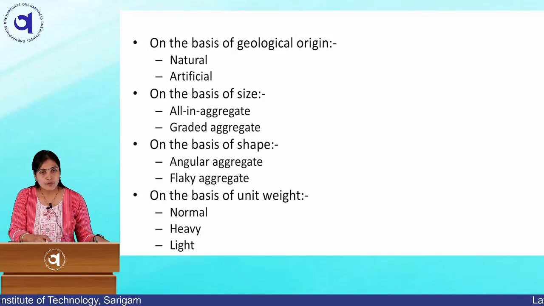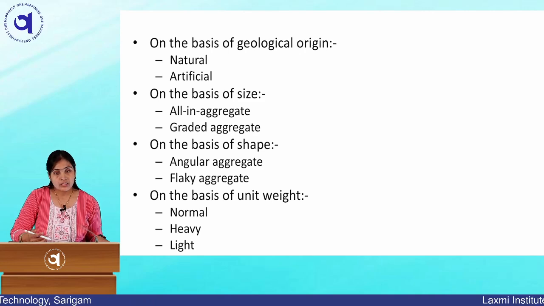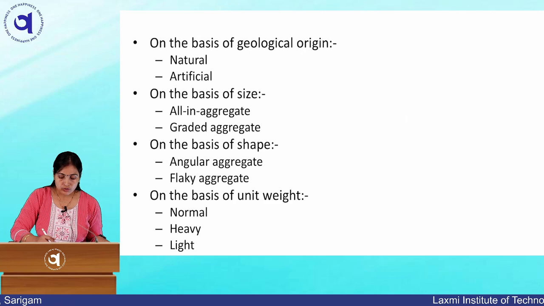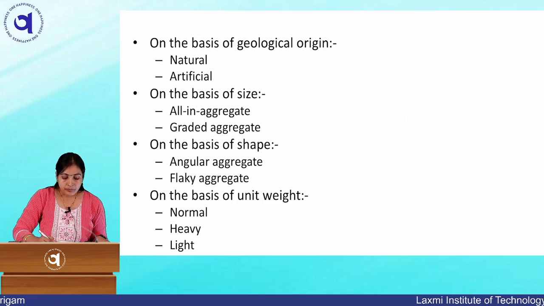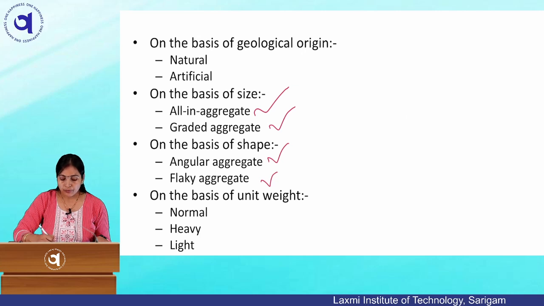Now, classification. We can classify aggregate based on its geological origin, natural or artificial. On the basis of size, we have all-in aggregate and graded aggregate. We will discuss this later. On the basis of shape, we have angular and flaky shapes. And on the basis of unit weight, we have normal, heavy and lightweight.